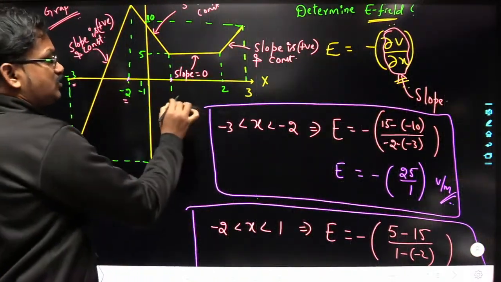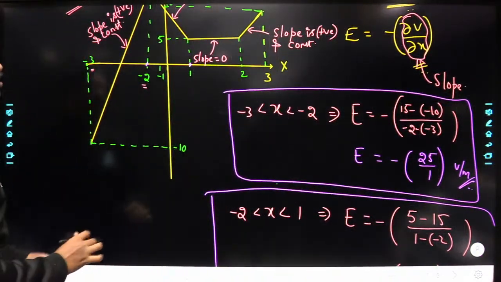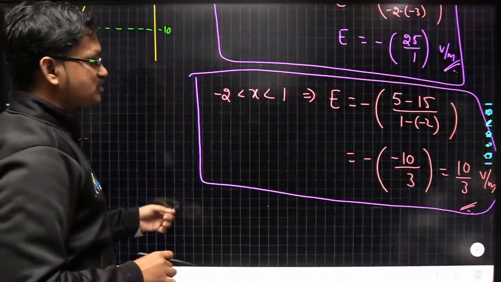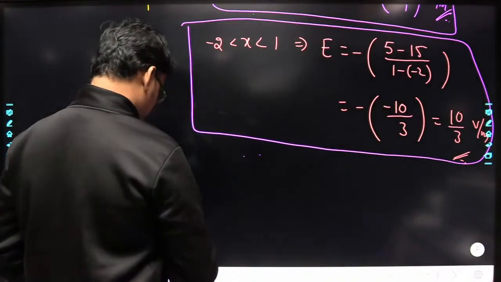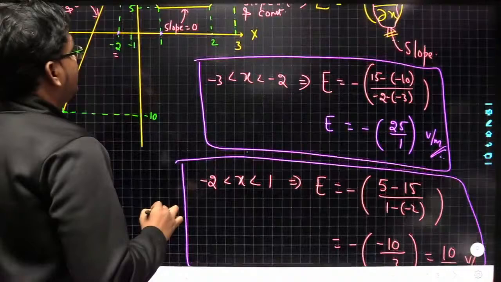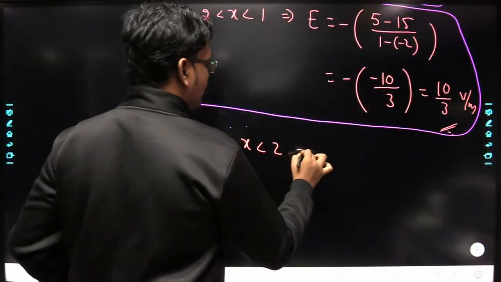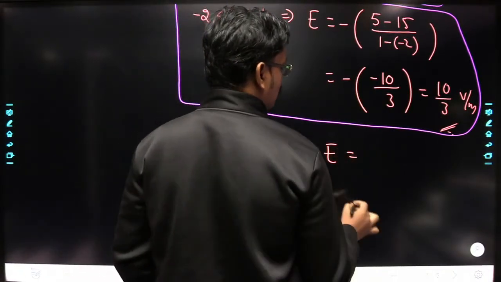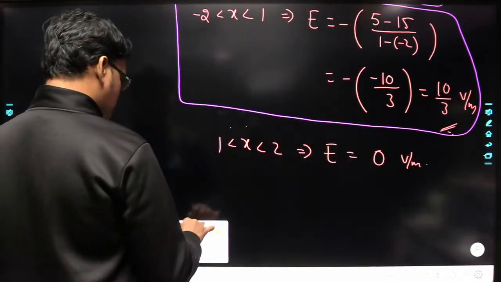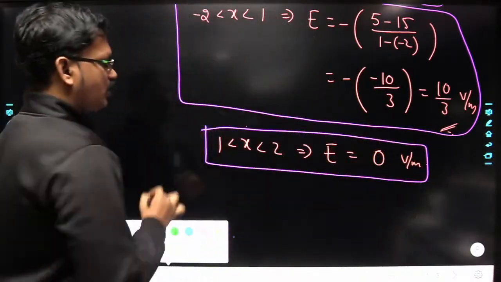Next, consider this region here, from 1 to 2. So x is varying from 1 to 2. Within 1 to 2, the slope is 0, so you can say directly slope is equal to 0. So in this range, electric field is equal to 0 volt per meter, because the slope is 0. Right? Okay.